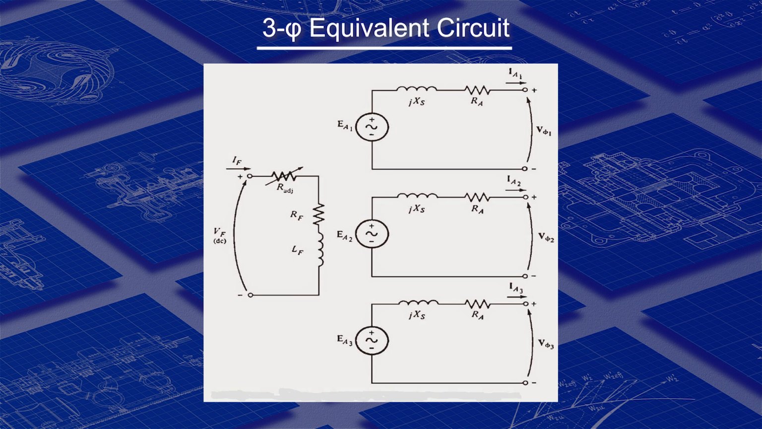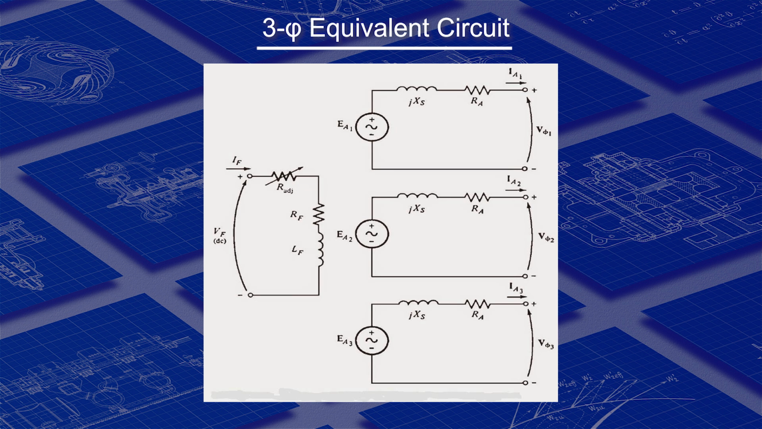This is the three-phase equivalent circuit. We have marked here all the three phases A1, A2, A3, and if you have a balanced system, the phase difference between these three phasors will be 120 degrees. So you have the synchronous reactance and armature resistance in each phase. In A1, we have the synchronous reactance, we have the armature resistance there, and we have marked the current as IA1. Terminal voltage is V1.